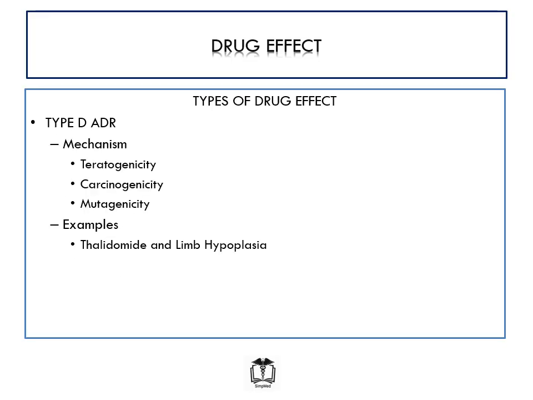The three major mechanisms of type D adverse drug reaction are the mechanism of teratogenicity, the mechanism of carcinogenicity, and the mechanism of mutagenicity. I'll talk about this in the next slide.